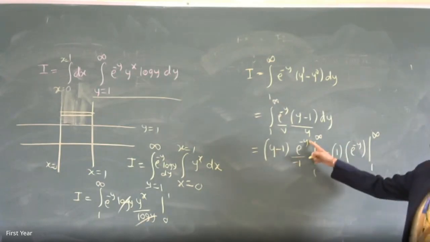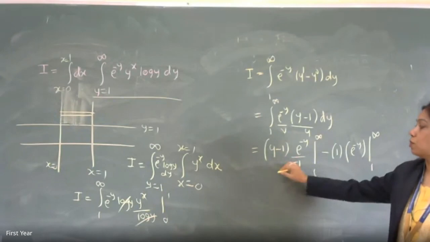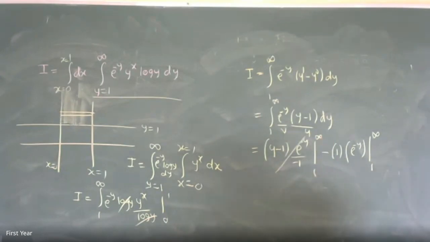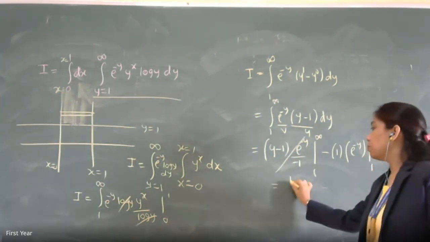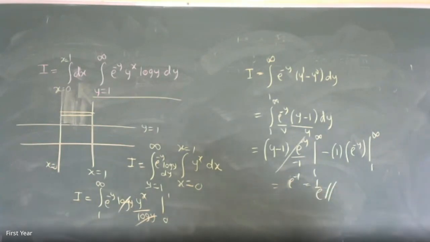E raised to minus infinity is 0, and when you put lower limit y is equal to 1, 1 minus 1 is 0. So this integration is good. Again here e raised to minus infinity is 0, when you put the lower limit it is e raised to minus 1, which is 1 by e. So your integration value is 1 by e. Okay? Clear?